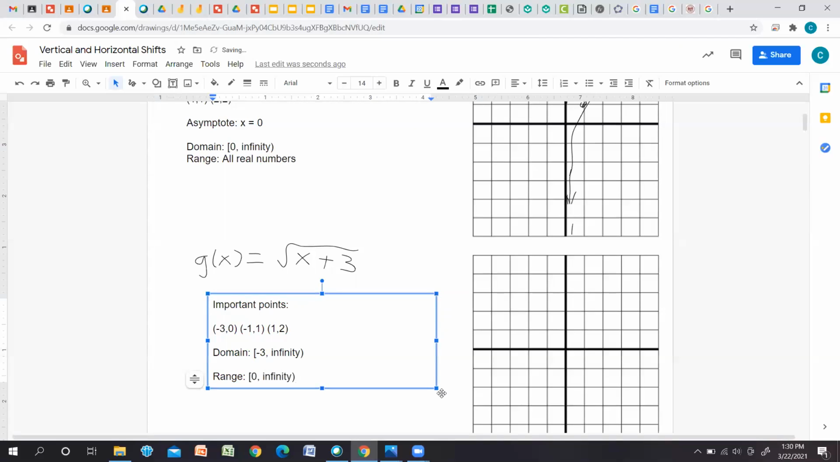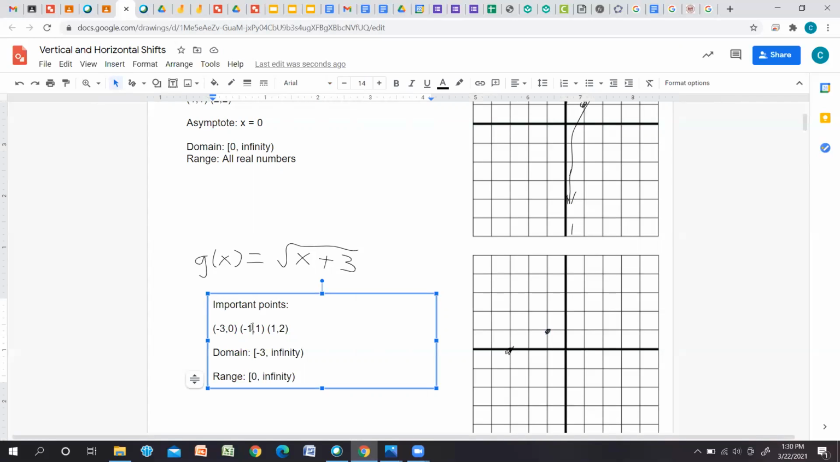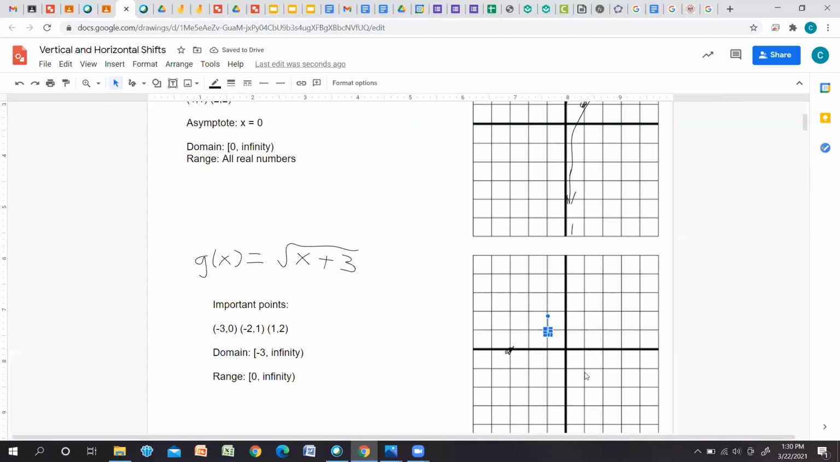Now that everything is shifted over to the left 3, I can just graph it out and check if the domain and range are correct. So the domain is left 3: negative 3, 0. I have negative 1, 1. Oh wait, I think that's a typo. It should be negative 2, 1, shouldn't it? Because it's 1, 1, you subtract 3 from that and you get negative 2, 1.